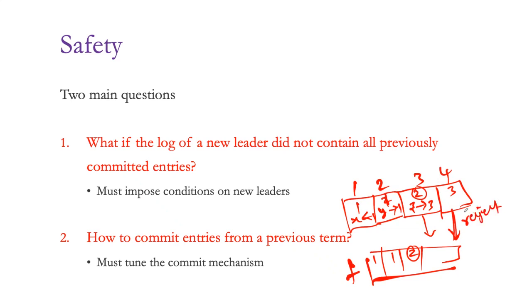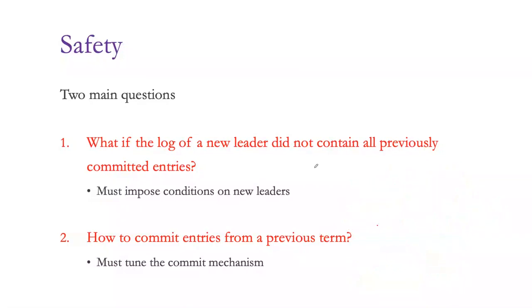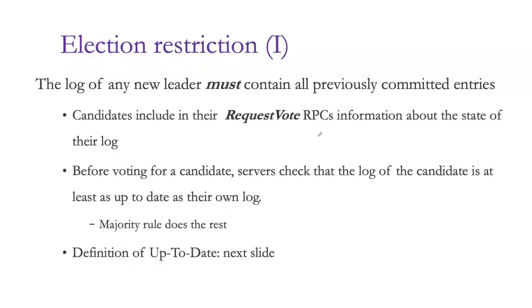Correct? If this term 2 is also not matching, or term 1 is not matching, in that case also it rejects, and then the sender, the leader, is going to send terms 1, 2, 3 along with the indexes. So that will tune the commitment mechanism. So how do we maintain the previous entries? By following the previous index and previous term. So that solves the safety of your blockchain system, right?